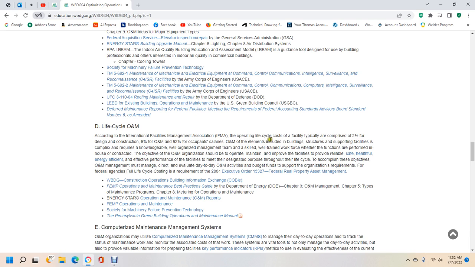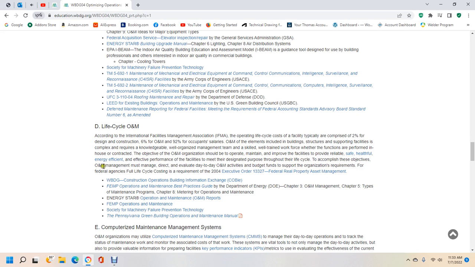Operation and maintenance elements include the building structures and supporting facilities within a complex. They require a knowledgeable, well-organized management team and a skilled, well-trained workforce, for functions performed in-house or by contract. The objective of the operation and maintenance organization should be to operate, maintain, and improve the facility to provide reliable, safe, healthful, energy-efficient, and effective performance to meet the design purposes over its life cycle.